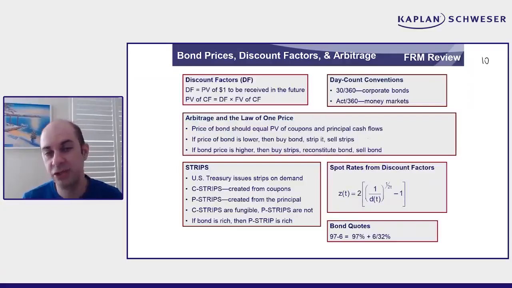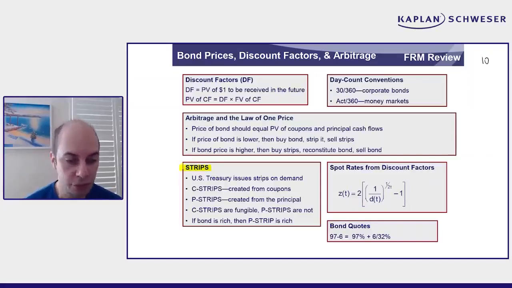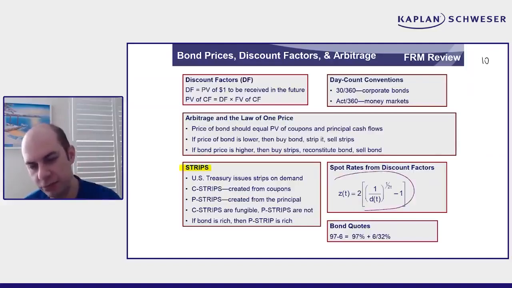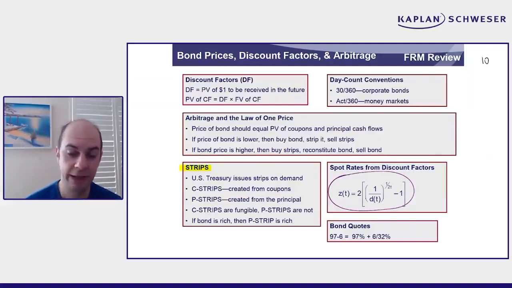So the process of actually stripping a bond is run by the US Treasury. It's the STRIPS program. And when they strip a bond, they would either create coupon strips, which are referred to as C strips, or principal strips, which are referred to as P strips. Okay. We also have the mathematical relationship here between a spot rate and a discount factor. But as I have explained in the tuition course, we don't actually need this formula. We could use the TVM buttons to derive one from the other.